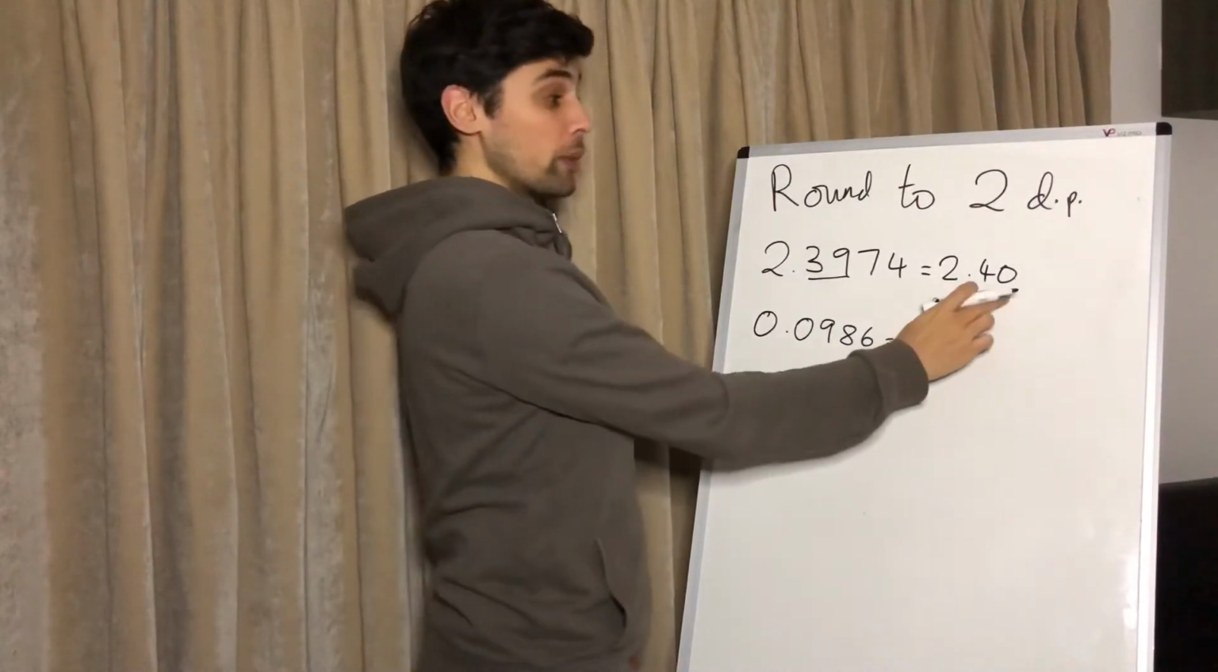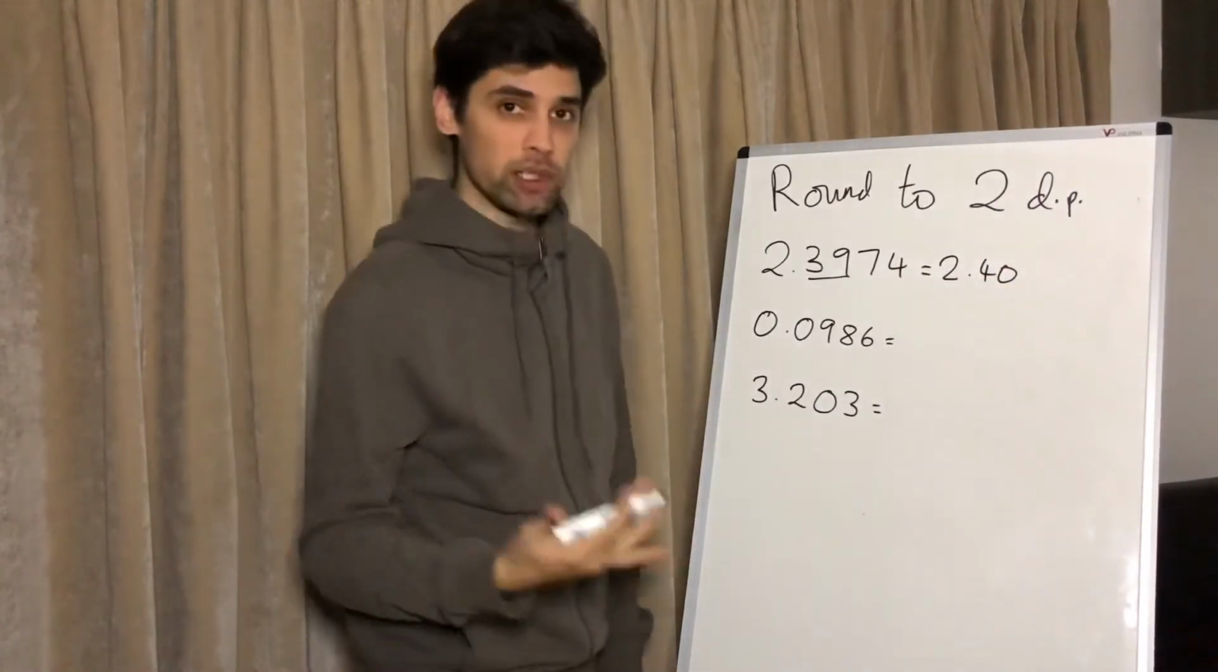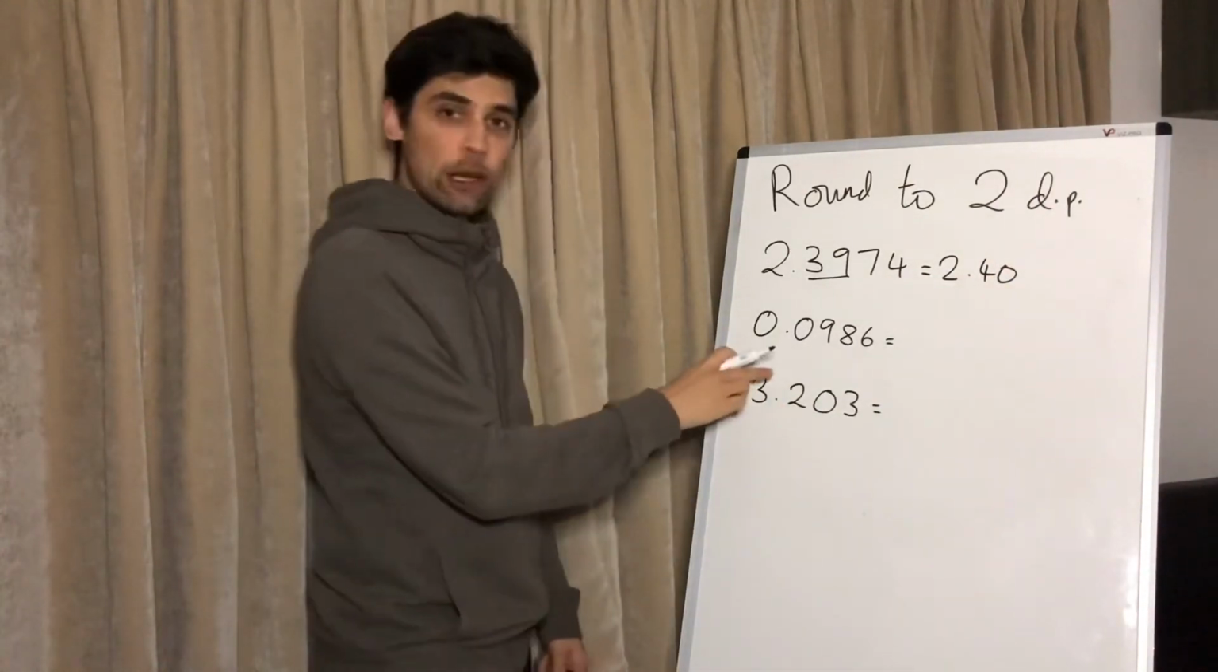So that's one way of looking at it. And it is essential that we write that 0 because it's asking for 2 decimal places, so there does need to be 2 numbers after the decimal point. So let's look at it again on this one.